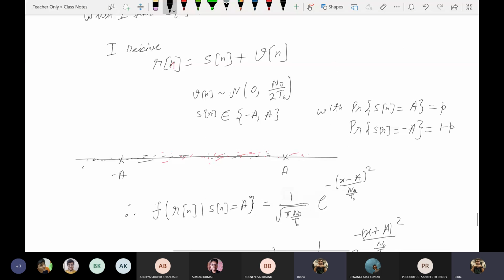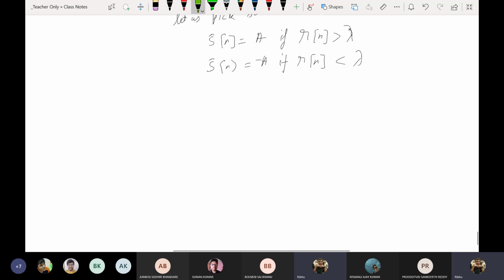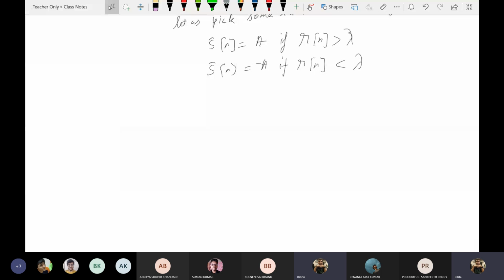So on this line, I draw a threshold line at lambda. For all received signals that are less than lambda, I say that I sent minus A, and for all signals that are greater than lambda, I say that I sent A. Now you see that there is black and red on the left hand side of lambda, and black on the right hand side of lambda, right? So there is the possibility of error, which gives us four distinct possibilities.